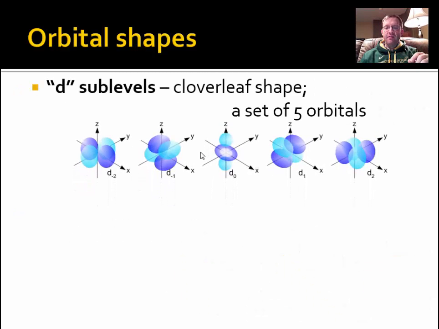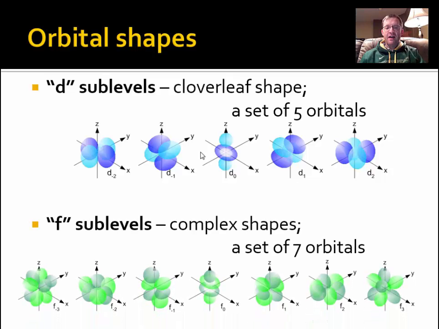A D sublevel has 5 possible orientations, and you see those pictured here. Okay? You don't have to memorize these or be able to draw these, but this set of 5 different orbitals make up the D sublevel. And each of those 5 orbitals there, we'll find out, could have up to 2 electrons moving in that path.